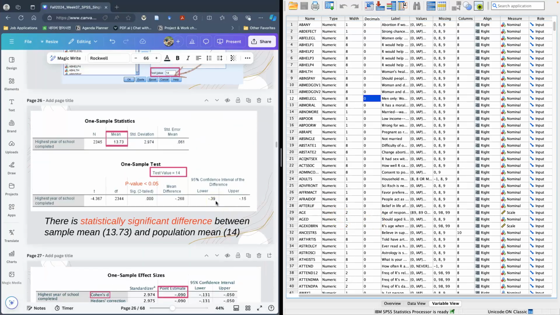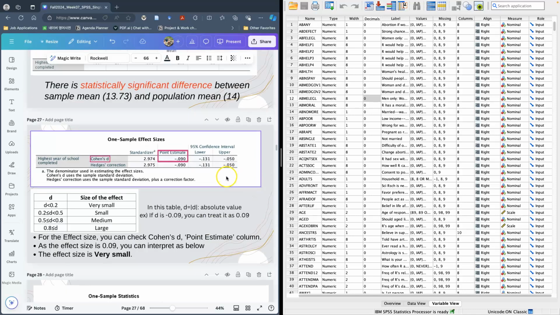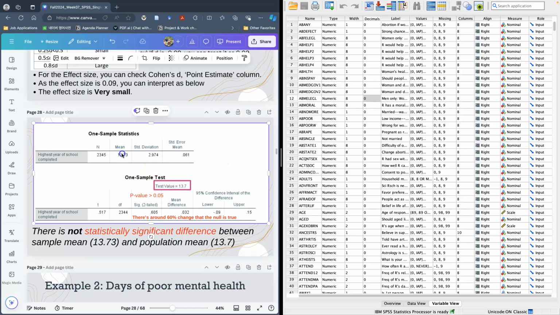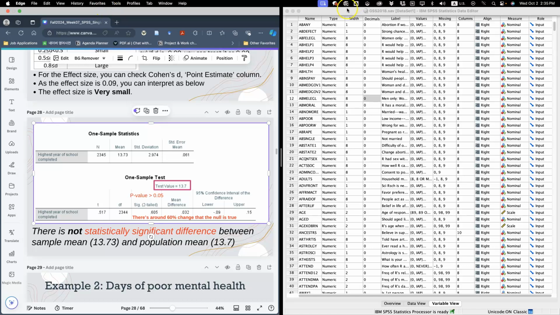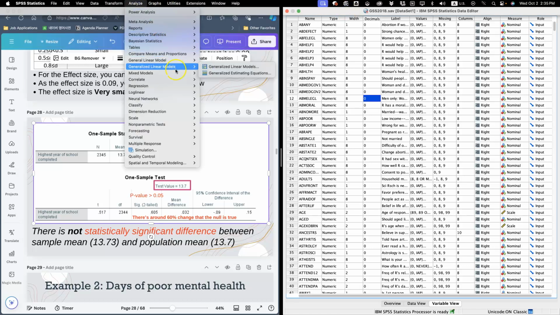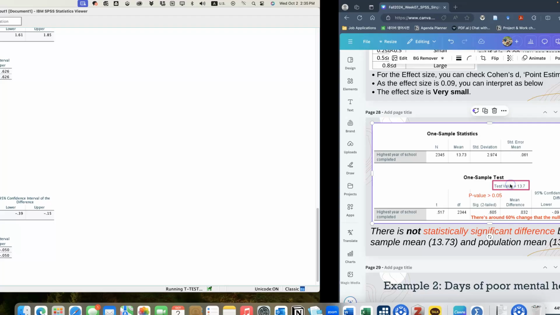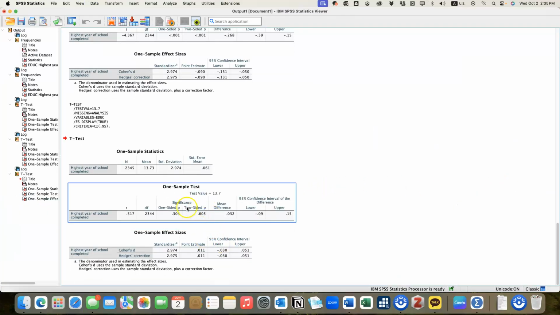All right, so let's try to find some very different outcome. So 13.7 is, in your guess, the population mean years of education, and here 13.73. All right, so let's change the number. Compare means. Alrighty, 13.7. Okay, and finally, the p-value.